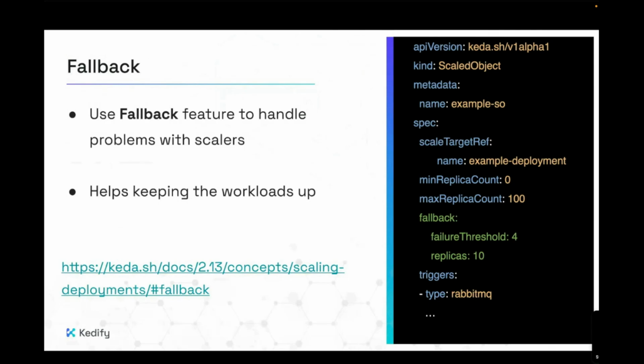If we define a scaled object and the scaled object gets some data, for example, from Kafka, and if Kafka is down, we cannot get the metrics, so we don't know what to do about scaling. If we define fallback, there we can define that if there is a problem with the target service, let's scale out to a specific number of replicas or keep the current number of replicas, etc. So it's very simple, very powerful. I definitely recommend it, especially if you are depending on services that are outside of your, let's say, influence.